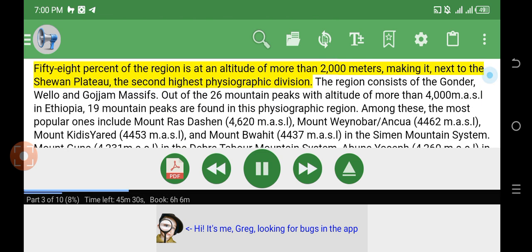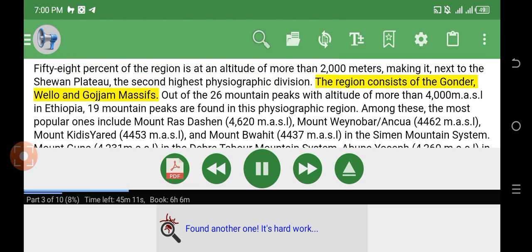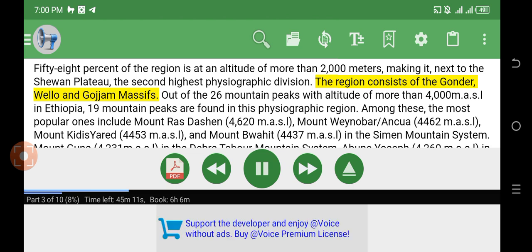58% of the region is at an altitude of more than 2,000 meters, making it, next to the Shewa Plateau, the second highest physiographic division. The region consists of the Gondar, Wello and Gojjam massifs. Out of the 26 mountain peaks with altitude of more than 4,000 meters a.s.l. in Ethiopia, 19 mountain peaks are found in this physiographic region.